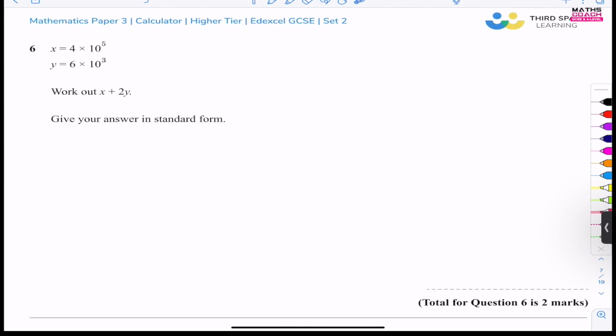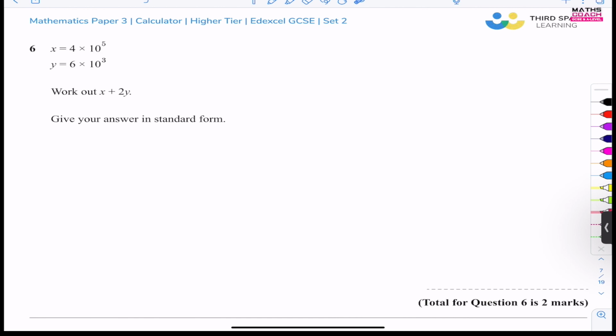Question number 6. X is equal to 4 times 10 to the power of 5. Y is equal to 6 times 10 to the power of 3. Work out x plus 2y, giving your answer in standard form. Now, bear this in mind, you have a calculator at your disposal, so you don't have to use the non-calculator techniques required for standard form.